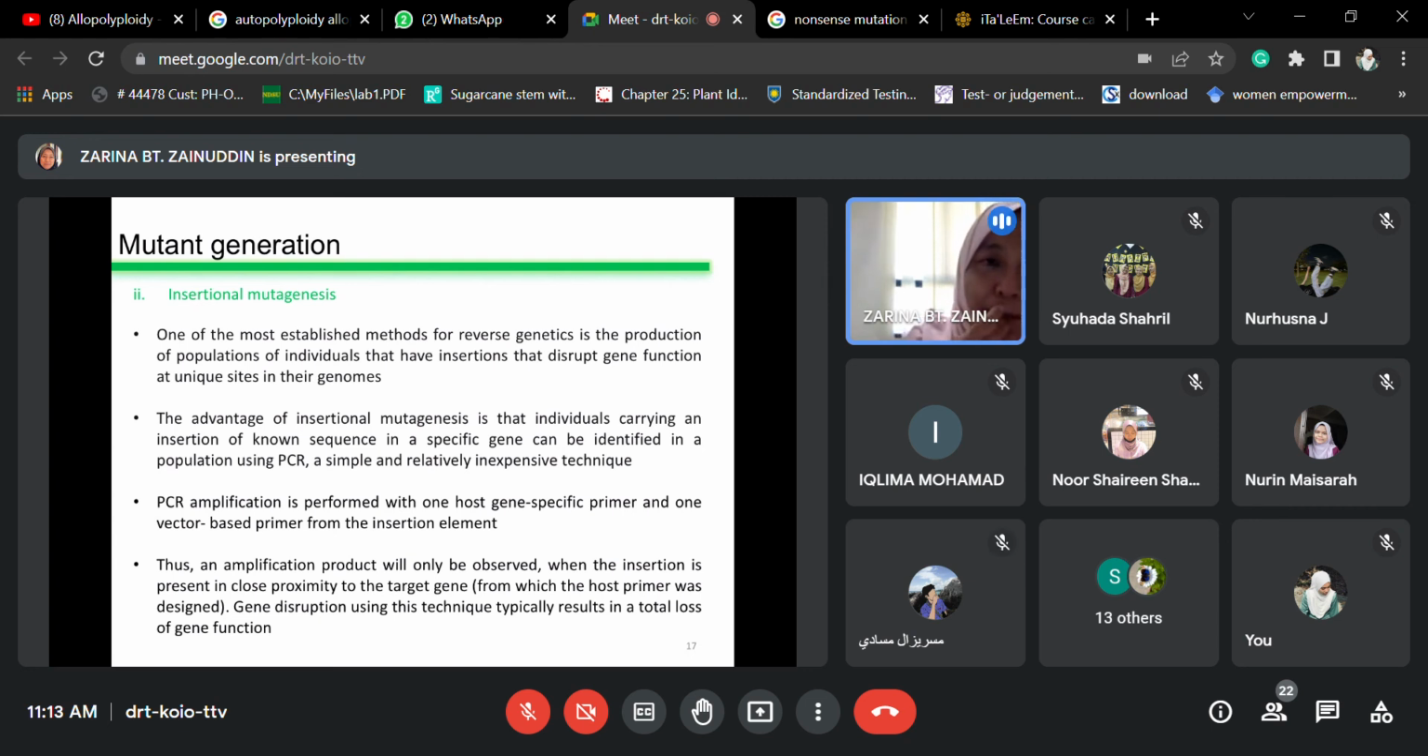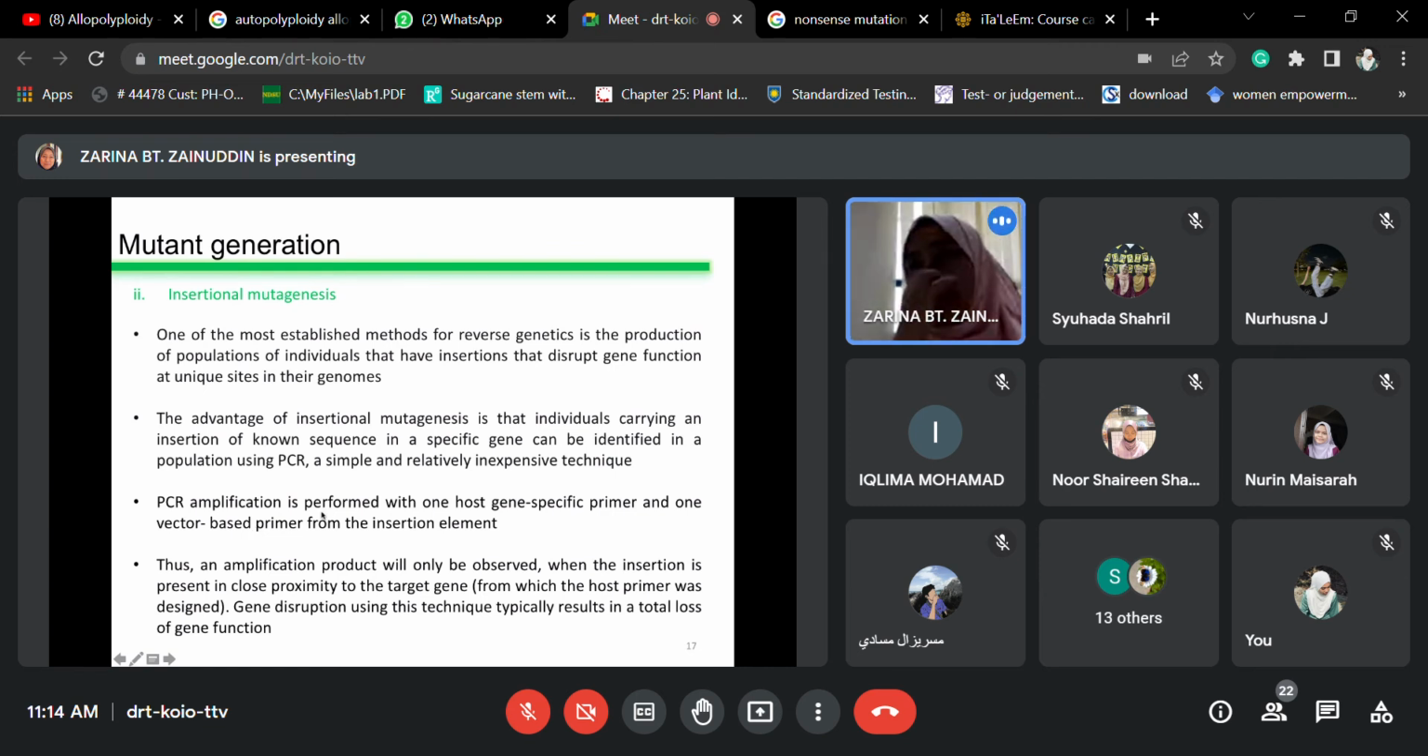Okay. If you want to screen the mutants using insertional mutation, the PCR application is performed. Like I said, there are two primers, one at the front, one at the back. One primer we have to design, the primer will bind to the host gene specific primer. The host gene, the host is the plant. And another primer, at the back, we have to design the vector based primer.